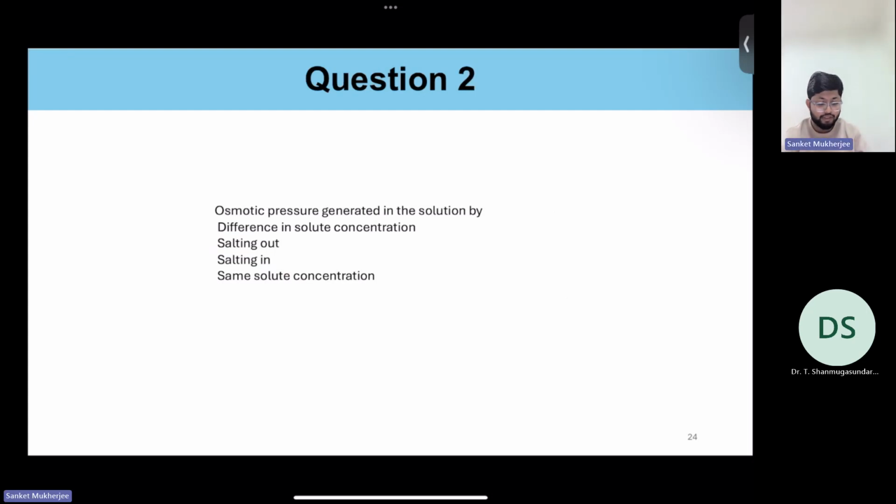Osmotic pressure generated in solution is by the difference in solute concentration, salting out, salting in, or same solute concentration. So we already know that the osmotic pressure can be written as RT into (Ci minus Co), that is the difference in solute concentration inside and outside the cell. Osmotic shock is used to remove the nucleus, cytosol, cytoplasm, or periplasmic substance. So the answer to this would be periplasmic substance.